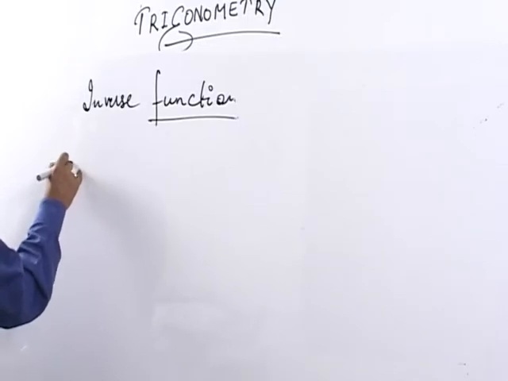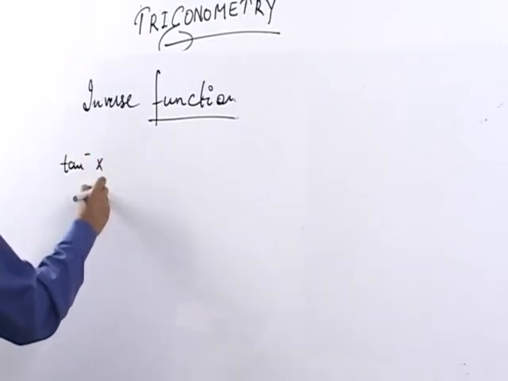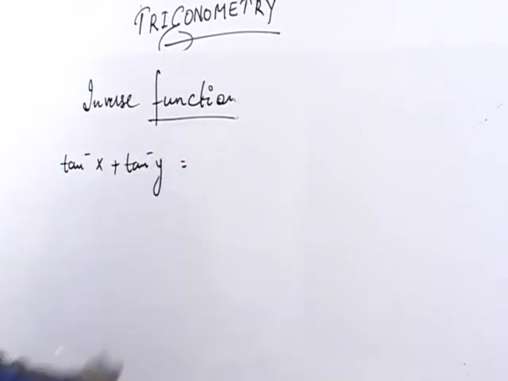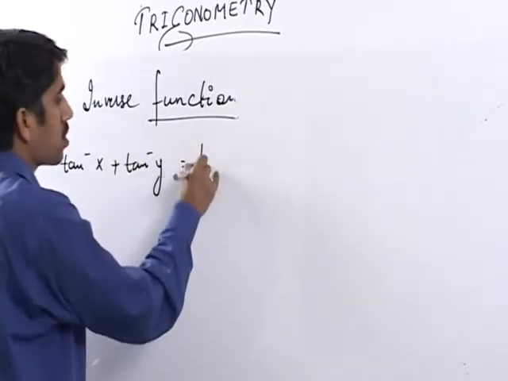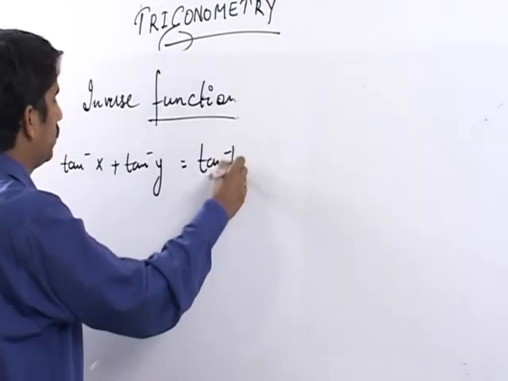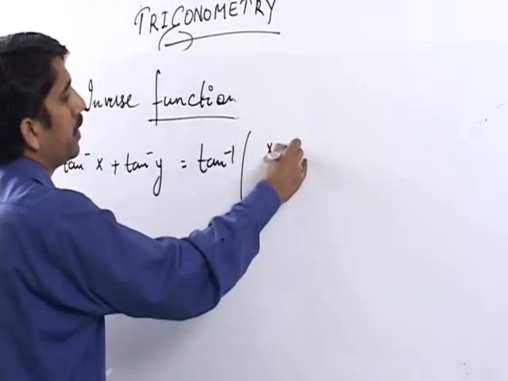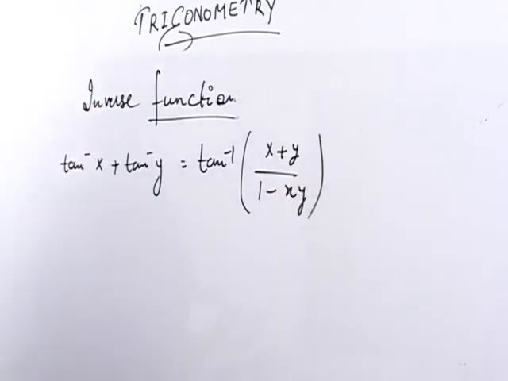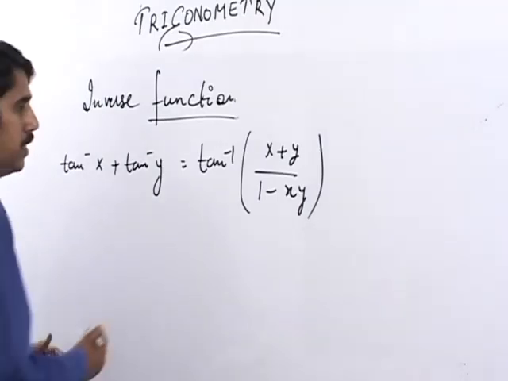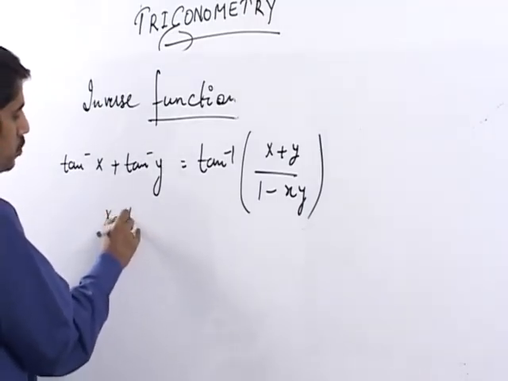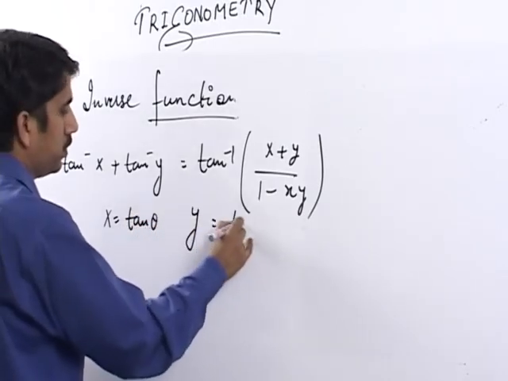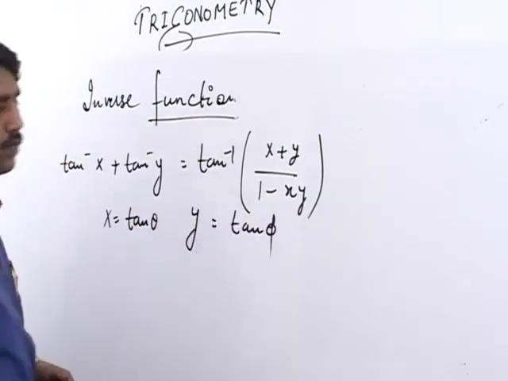Which is tan inverse x plus tan inverse y will be equal to tan inverse of (x plus y) over (1 minus xy). To prove this, we will take the right hand side and suppose that x equal to tan theta and y is equal to tan phi.